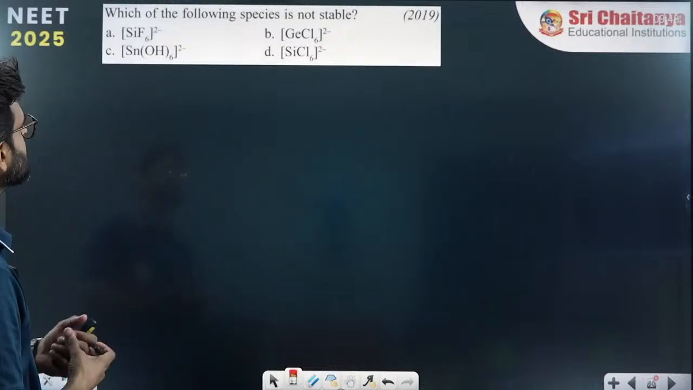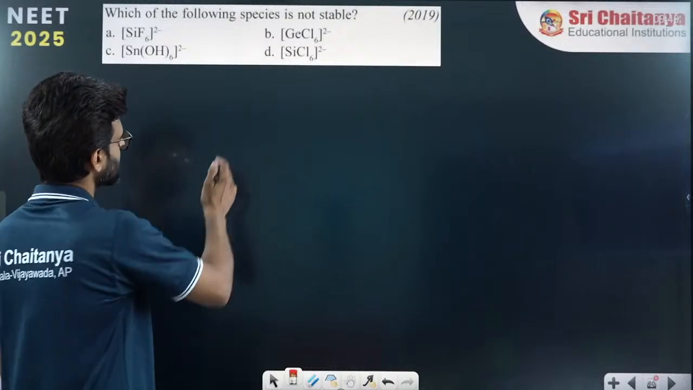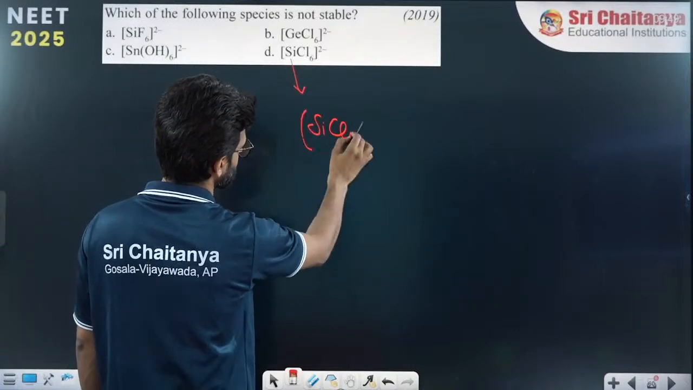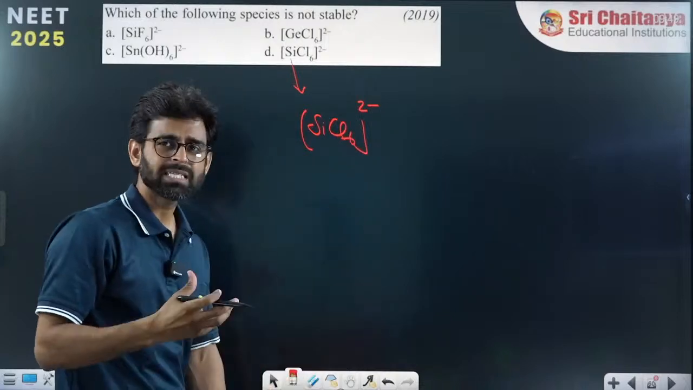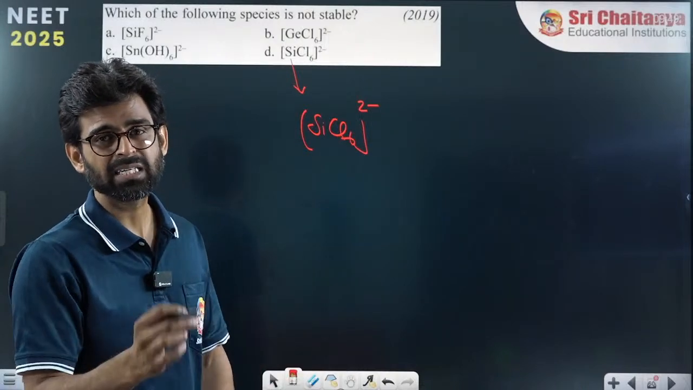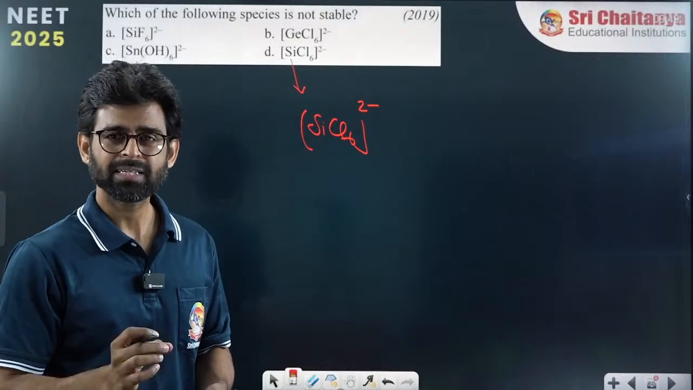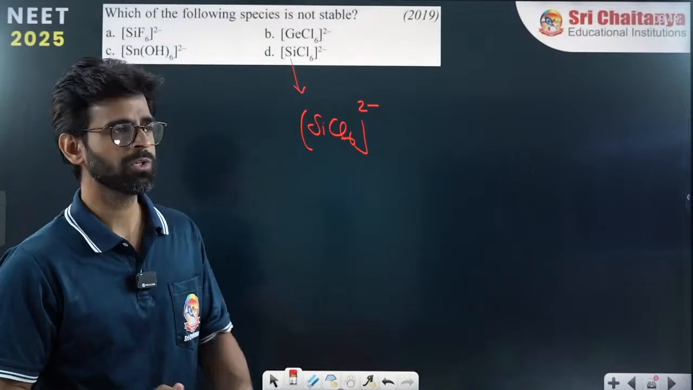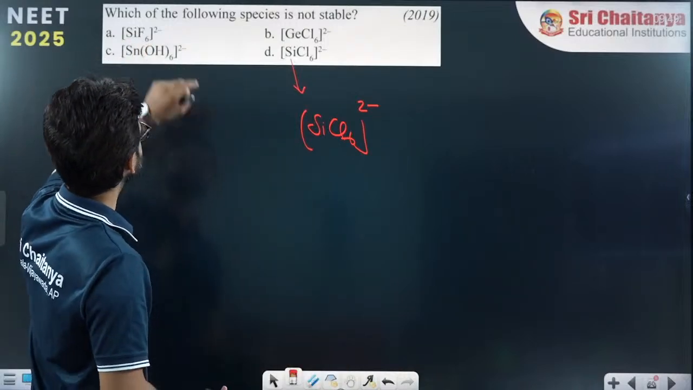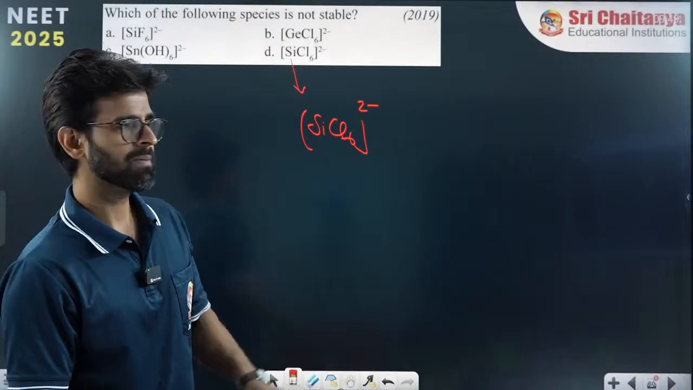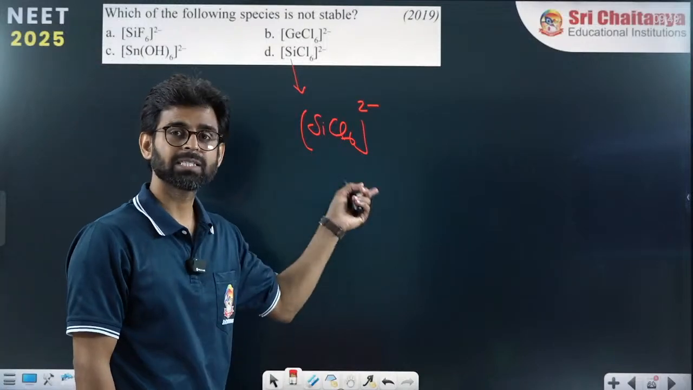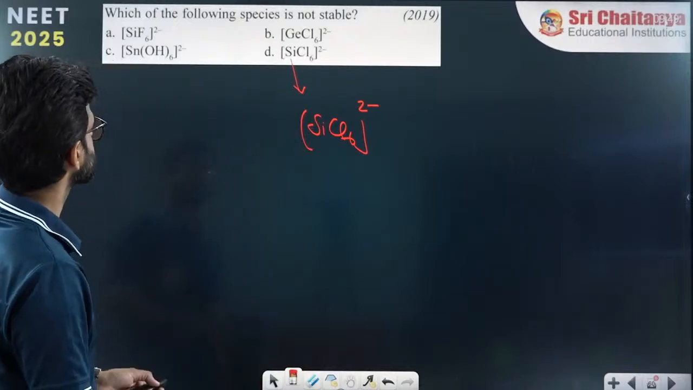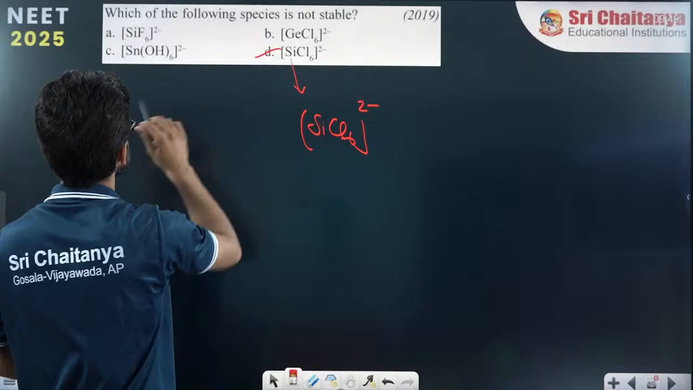Which among the following is not stable? Silicon can make 6 bonds, not a big issue, but it is tough for silicon to handle 6 large chloride ions. NCERT solved example only. Silicon can't handle 6 large chloride ions. It can make 6 bonds, no issue. Here SiF6 is stable. But here, because of the large size of chloride ions, it is not able to handle 6 large chlorides, right? That's why it is not stable.